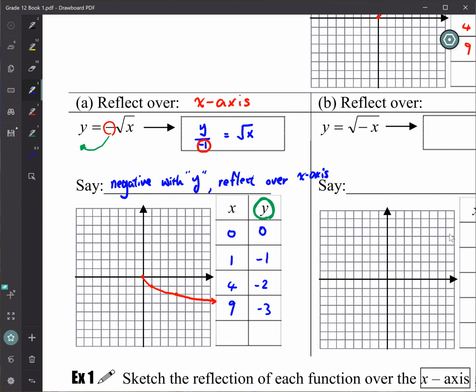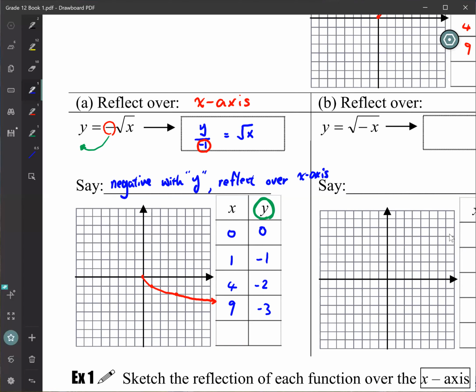Okay, so negative with y, everyone? Negative with y. Yeah, very good. One more time. Negative with y. Very good. Okay. Reflect over x-axis. Reflect over x-axis. Yeah, don't feel stupid, okay?